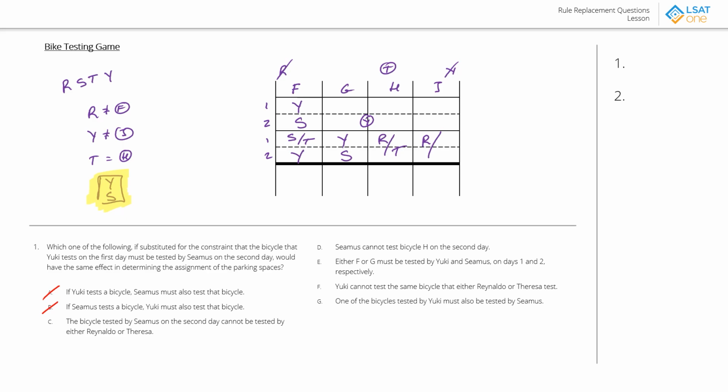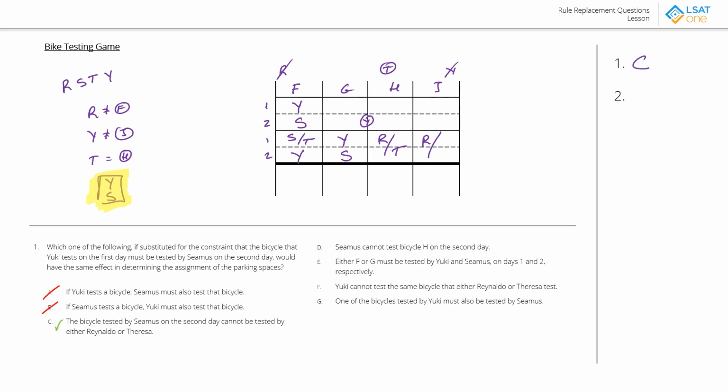Answer choice C. The bike tested by S on the second day cannot be tested by either R or T. Now, you'll notice that this is basically just a straight inversion that we were talking about before. Instead of saying that whatever S does on day 2 has to be done by Y on day 1, this just says that whatever S does on day 2 can't be done by anybody else, which of course then forces that to be Y. And that definitely had to be true. Whatever S does on day 2 couldn't be done by R or T because it had to be Y. And it would ensure that Y would go there because there's nobody else left. So answer choice C would be a viable replacement.